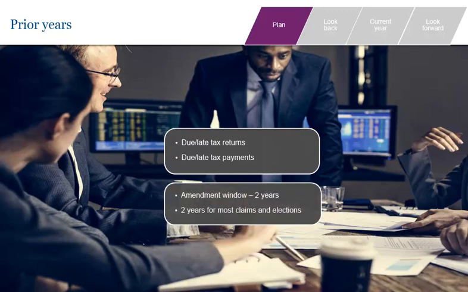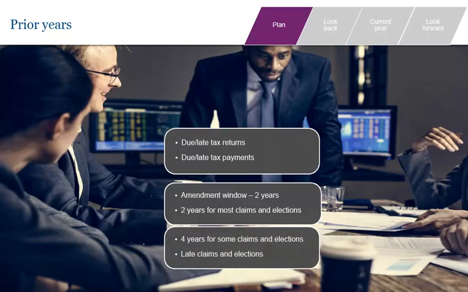Second, should a return that has been submitted be amended? The deadline for amending a return is generally 1 year from the filing date, or in other words, 2 years from the end of the accounting period. This ties in with the time limit for making, changing and revoking most claims and elections. For example, claims for capital allowances and R&D. However, a small number of claims and elections can be made outside of this 2-year period, and it is possible to make a late claim in some instances. We'll look at this in a later slide.